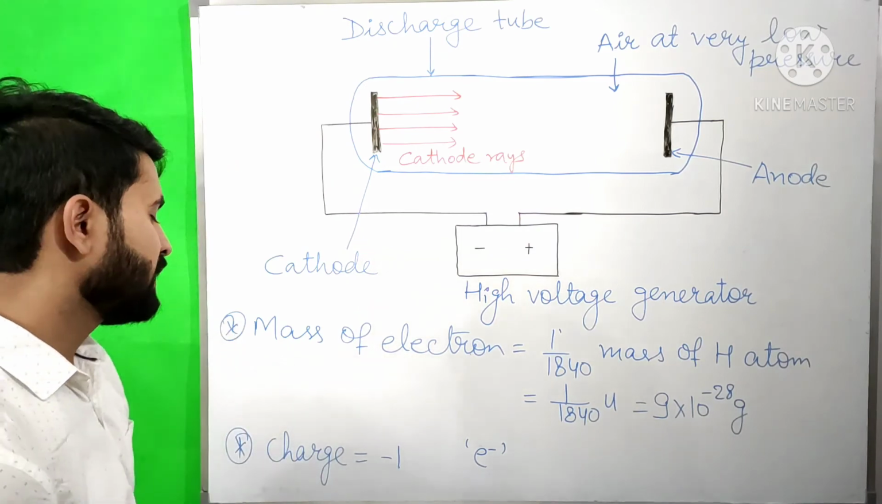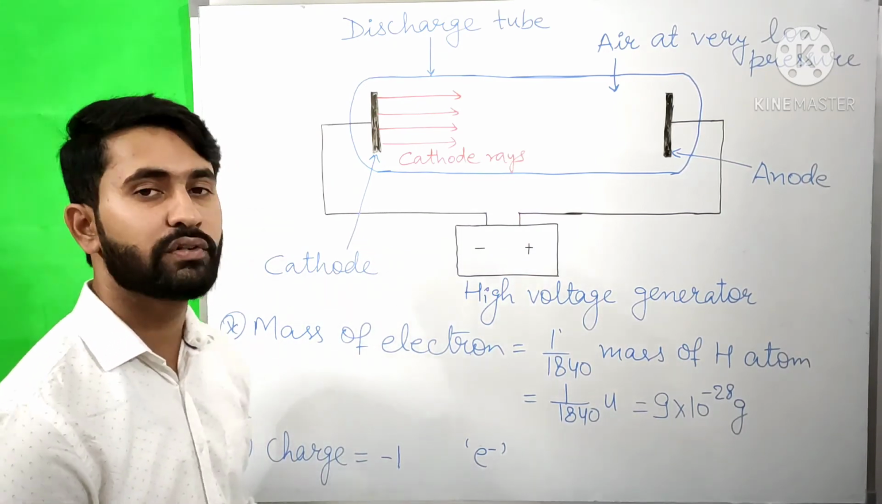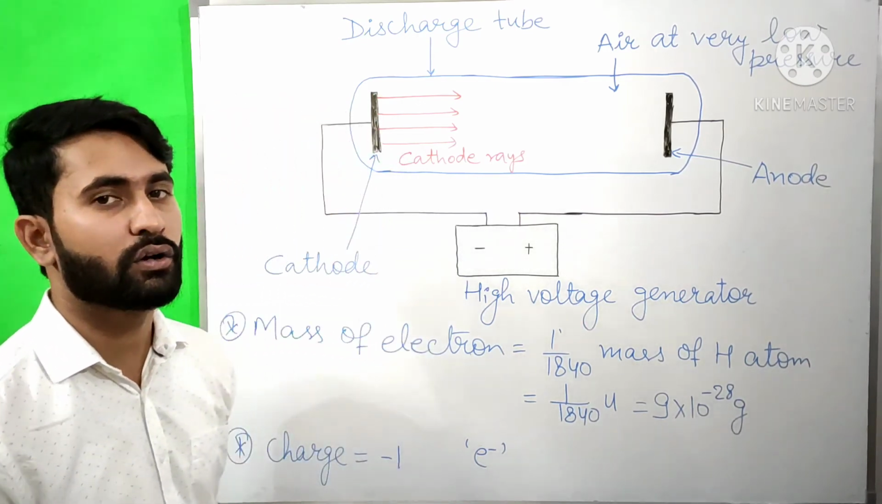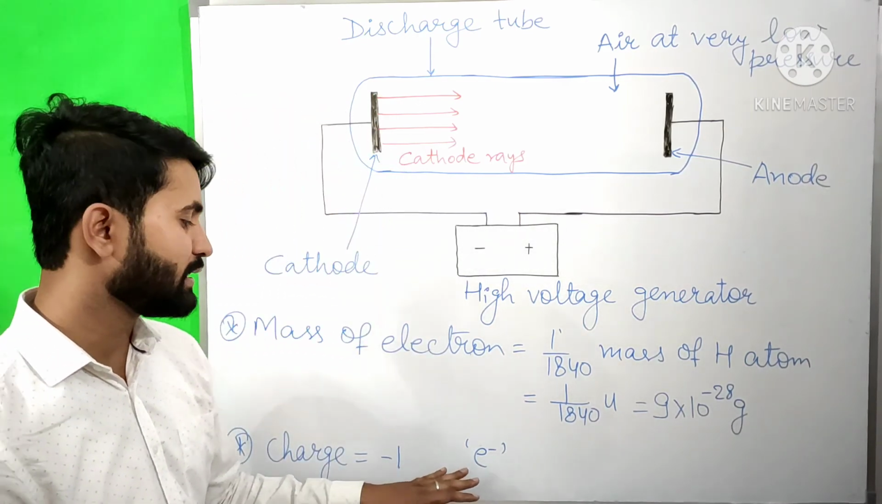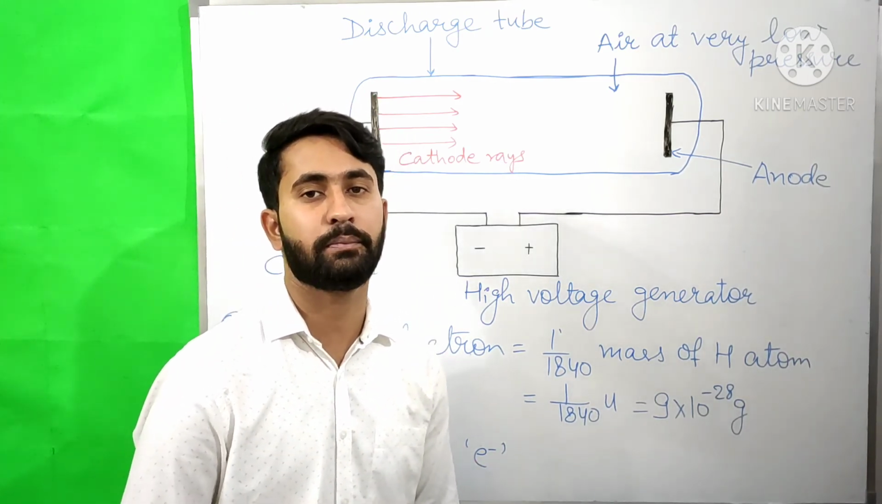Now the charge on an electron is considered as -1 unit, and the electron is represented by the symbol e with a minus sign in the superscript.